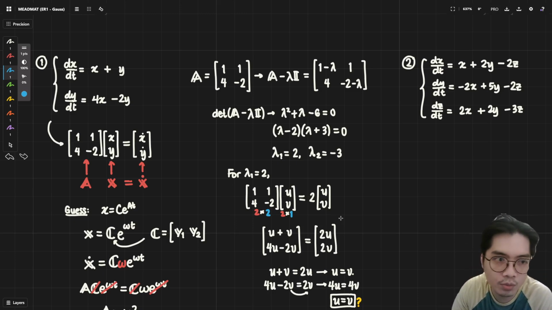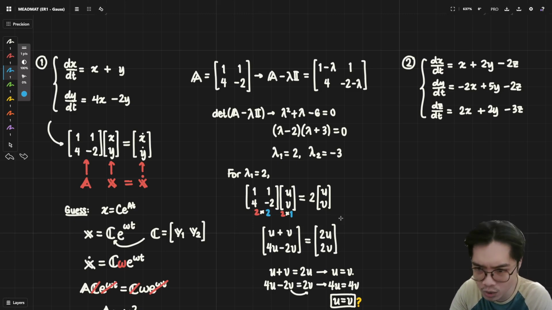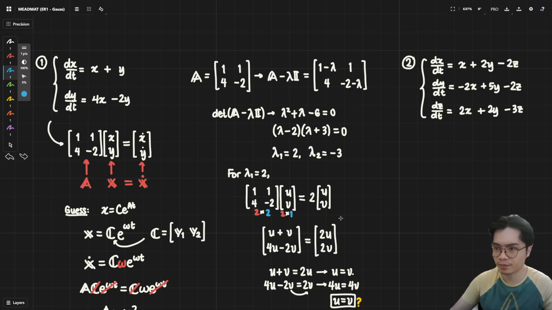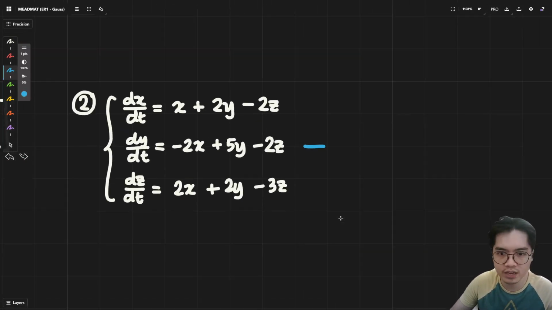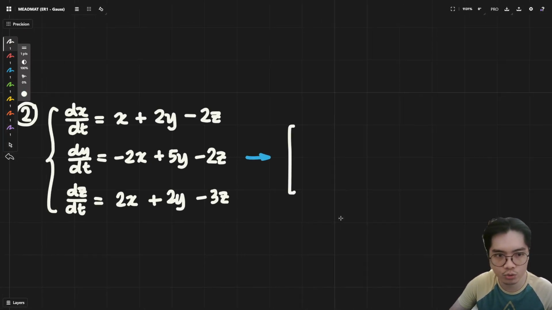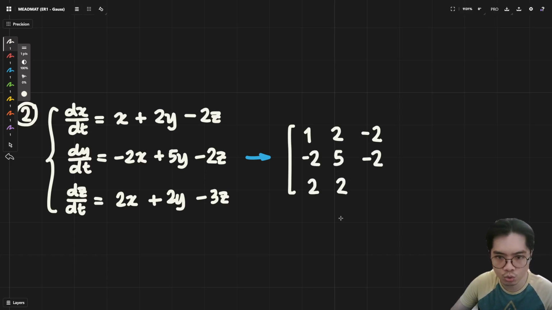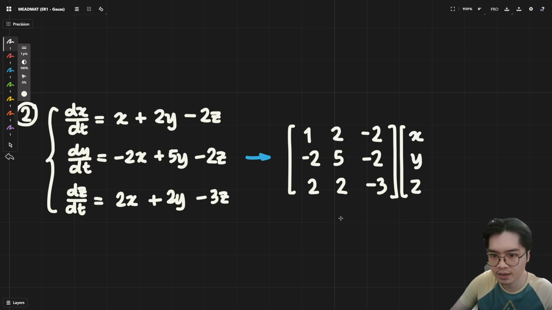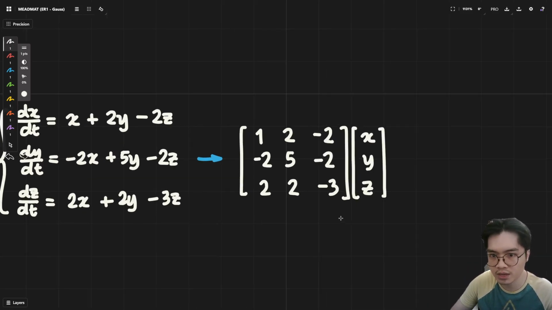And so now we move on to number 2, which is essentially a little bit harder, but now we don't have to introduce things, so we can get on with the flow immediately. We have this thing, which we can organize. We can turn it into 1, 2, negative 2, negative 2, 5, negative 2, 2, 2, negative 3. And then we will have here our values of x, y, and z. And of course, they will be equal to our value of x dot, y dot, and z dot.